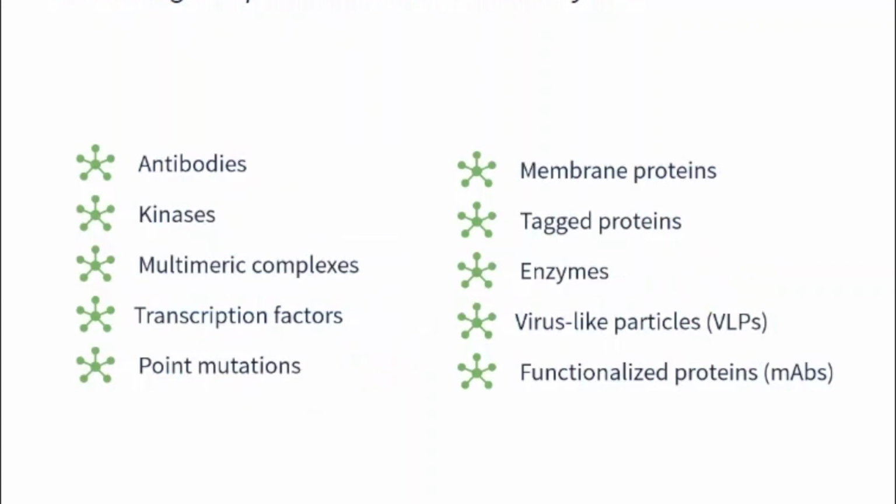To date, our Tycho users have tested a wide range of proteins. These are just some of the examples that our users have looked at on Tycho. This includes antibodies, multimeric complexes, point mutations, membrane proteins, enzymes, and virus-like particles. Essentially, any type of protein can be examined on Tycho.